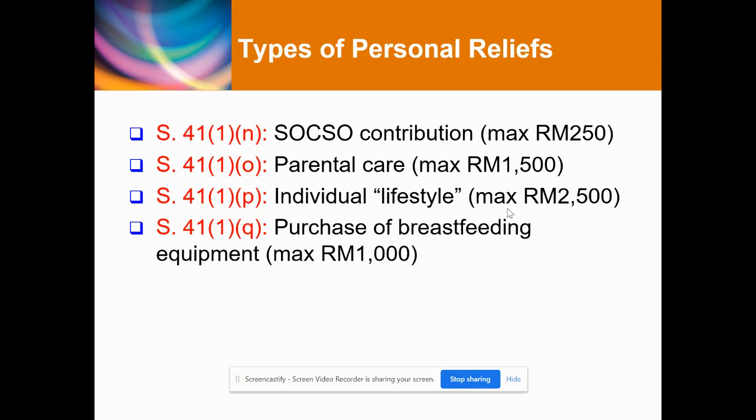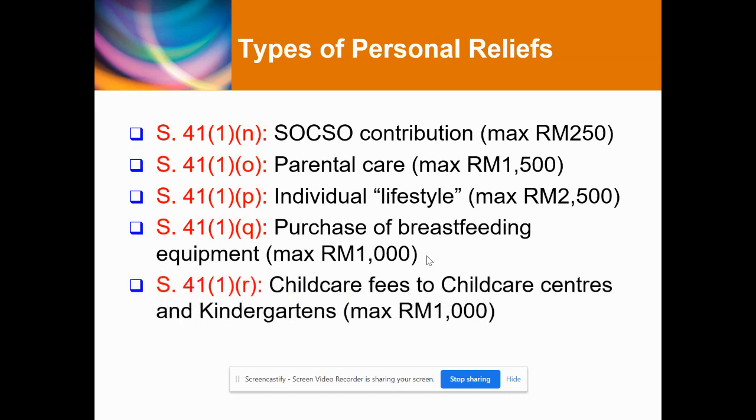Okay. Starting year of assessment 2017, the government also allowed a tax relief for purchase of breastfeeding equipment up to 1,000 ringgit. And this can be claimed once every 2 years and must be evidenced by receipt of purchase. In fact, all these must be supported with receipts. For parental care, later on, when you fill up the e-filing, the control is that you have to key in your parents' IC number so that they know the parents are still there.